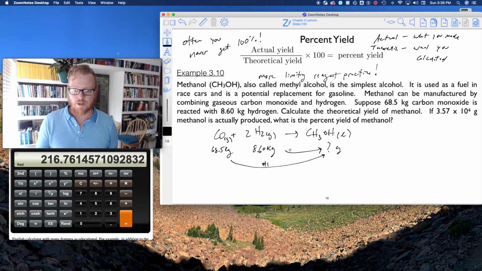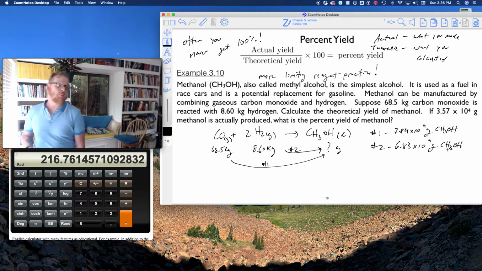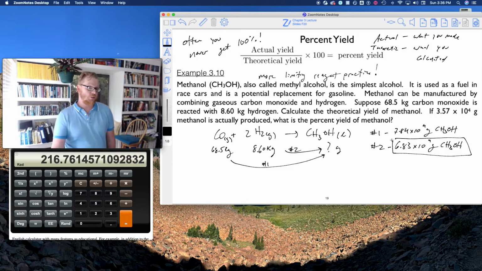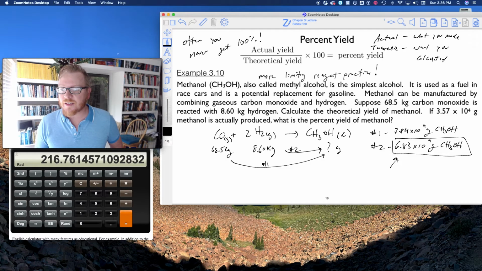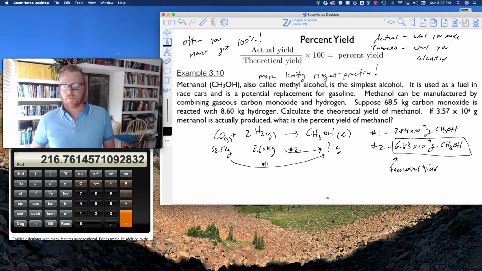So I'll say this one is number 1 and this one's number 2. So from number 1, from the carbon monoxide, you get 7.84 times 10 to the 4th grams of methanol. And from the hydrogen, you get 6.83 times 10 to the 4th grams of methanol. So which one is the maximum? Which one's the most that we can make? It's the 6.83 times 10 to the 4th grams, right? That's the most. The least is the most, okay? And this is what we would call our theoretical yield, okay? We calculated it. We didn't actually do the measurement.